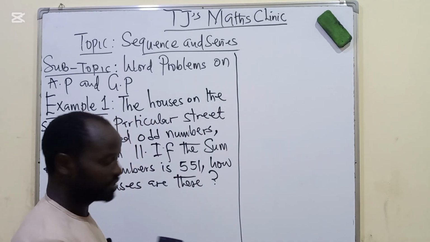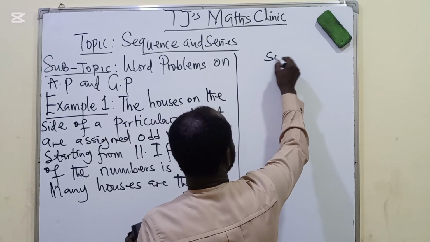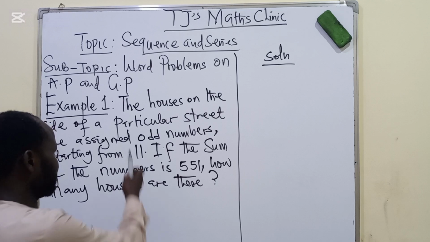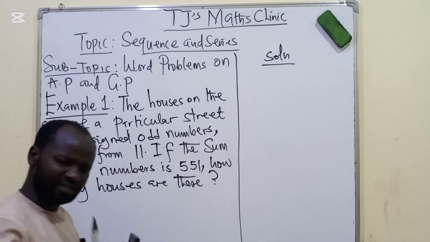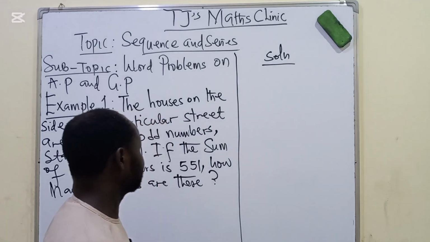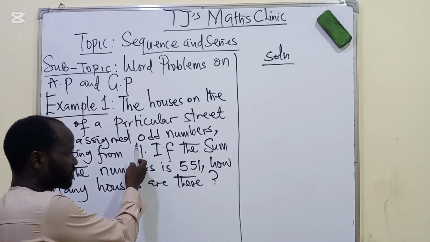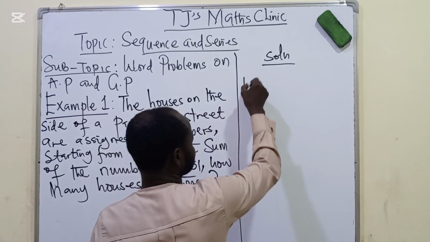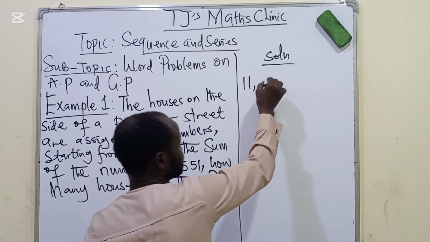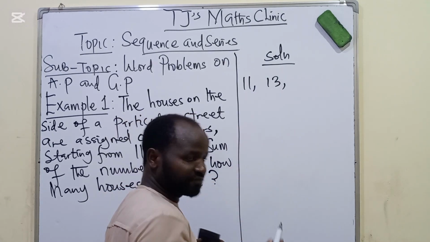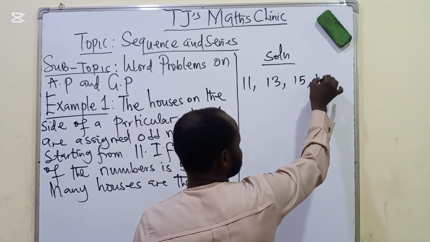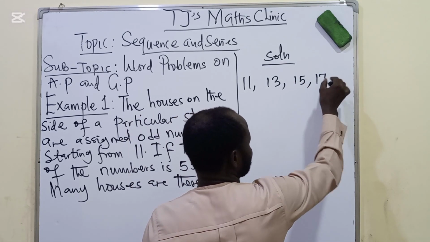First thing to do, let's write down the solution and try to interpret the question. Odd numbers are numbers that when you divide by 2, there will be a remainder. And the numbers of those houses will start from 11. So we have 11, comma, after 11, what's the next odd number? Of course, it will be 13. After 13 is 15. After 15, 17. In that order.